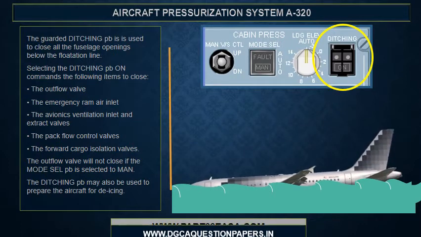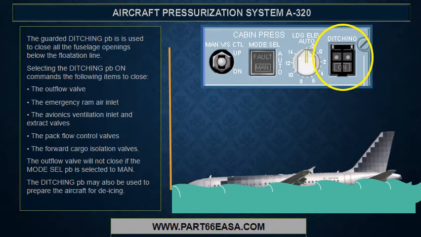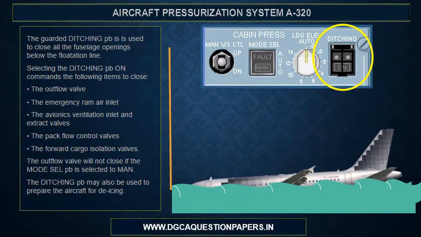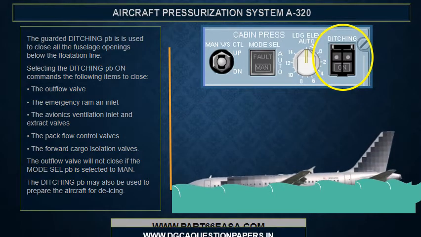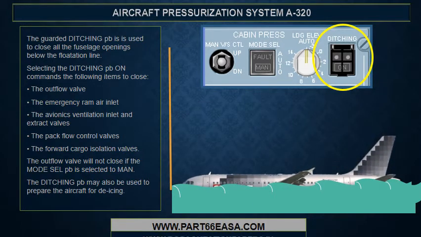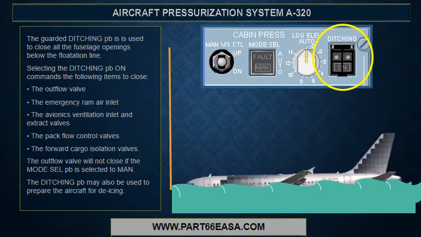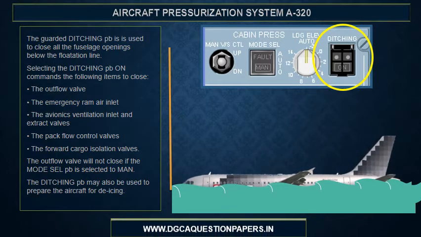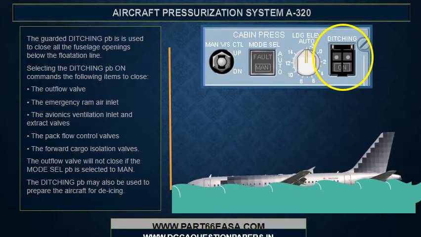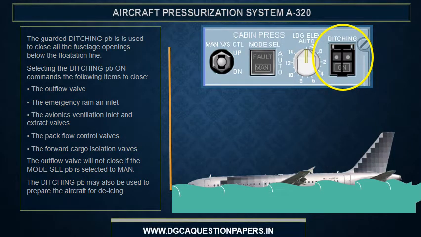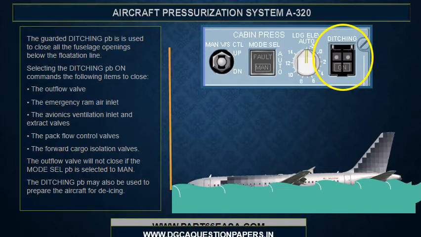The guarded ditching push button is used to close all of the fuselage openings below the flotation line. Selecting the ditching push button on commands the following items to close: the outflow valve, the emergency ram air inlet, the avionics ventilation inlet and extract valves, the pack flow control valves, and the forward cargo isolation valves. The outflow valves will not close if the Mode Select push button is selected to manual. The ditching push button may also be used to prepare the aircraft for de-icing.